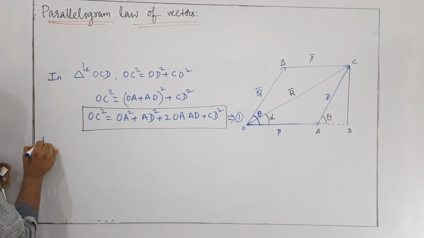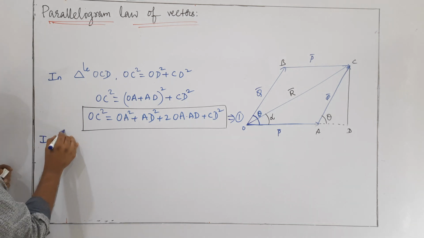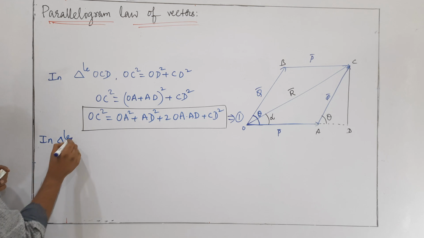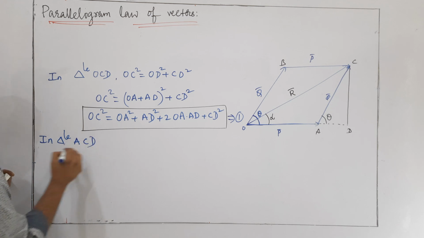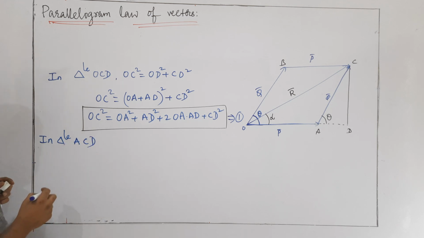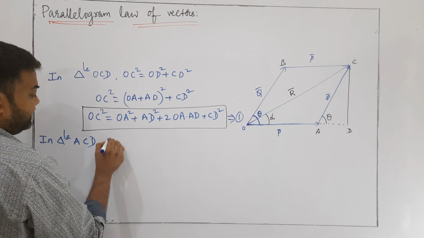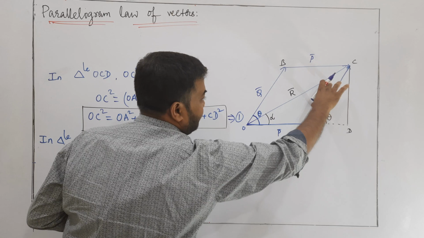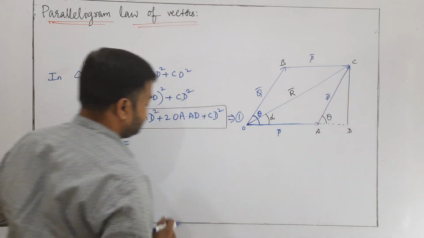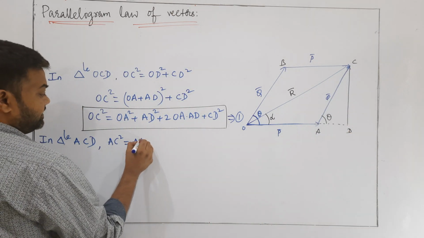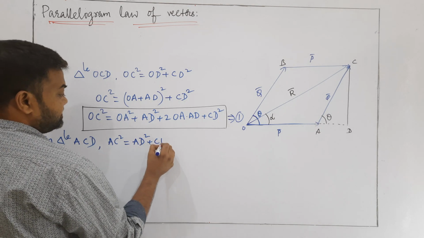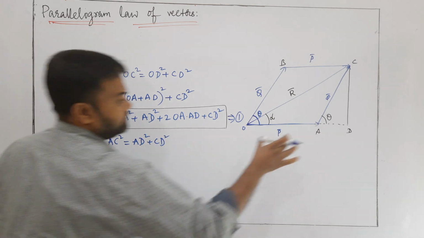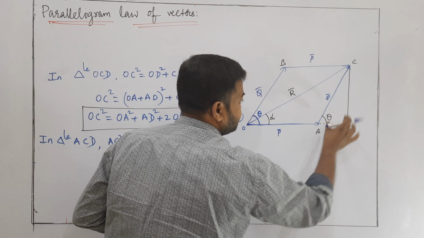You take another triangle, triangle ACD. In triangle ACD, how can I write? AC square is equal to, again this is a triangle, hypotenuse square is equal to side square plus side square, meaning AD square plus CD square.